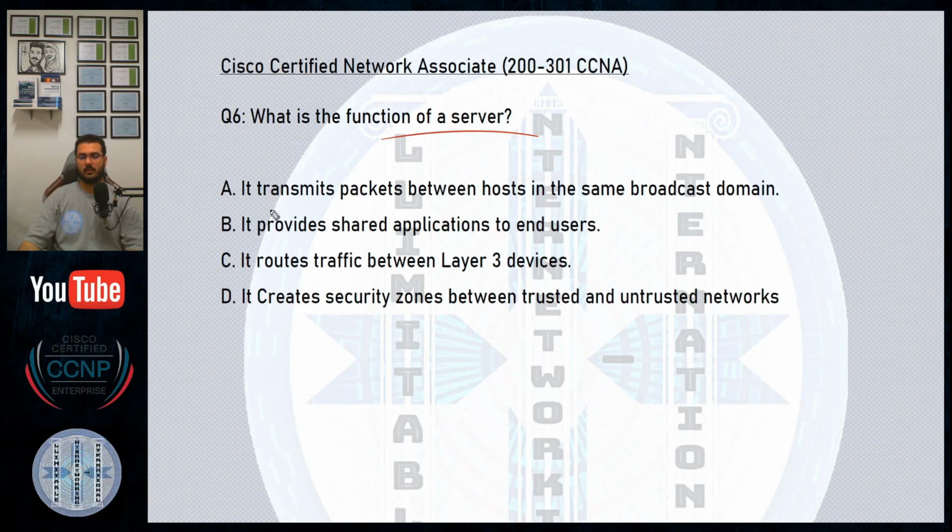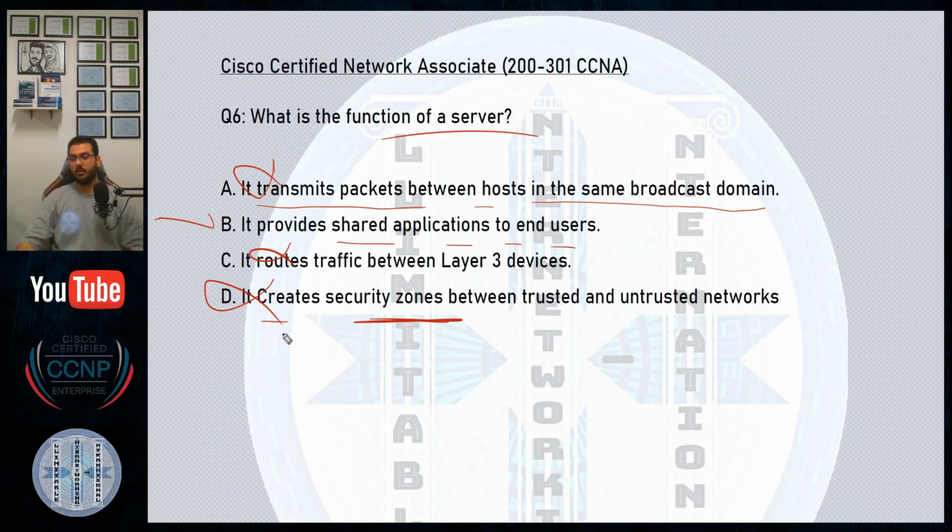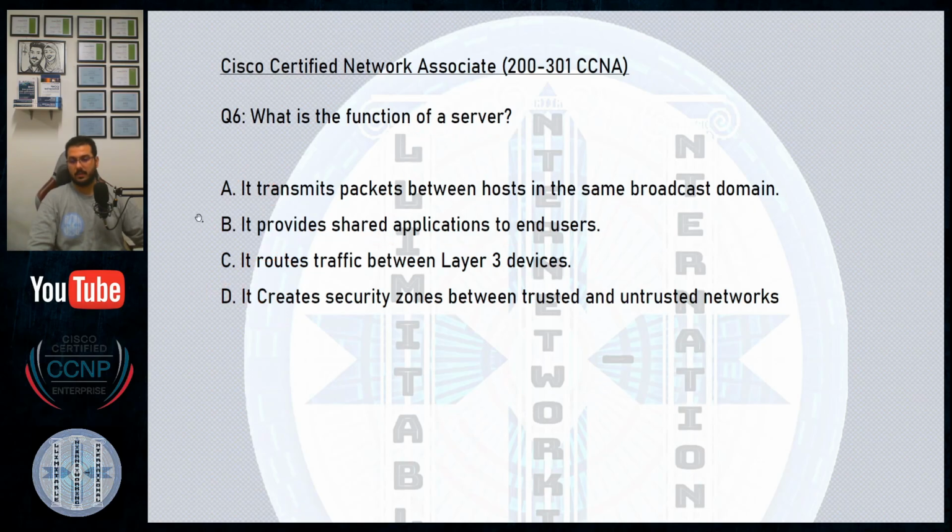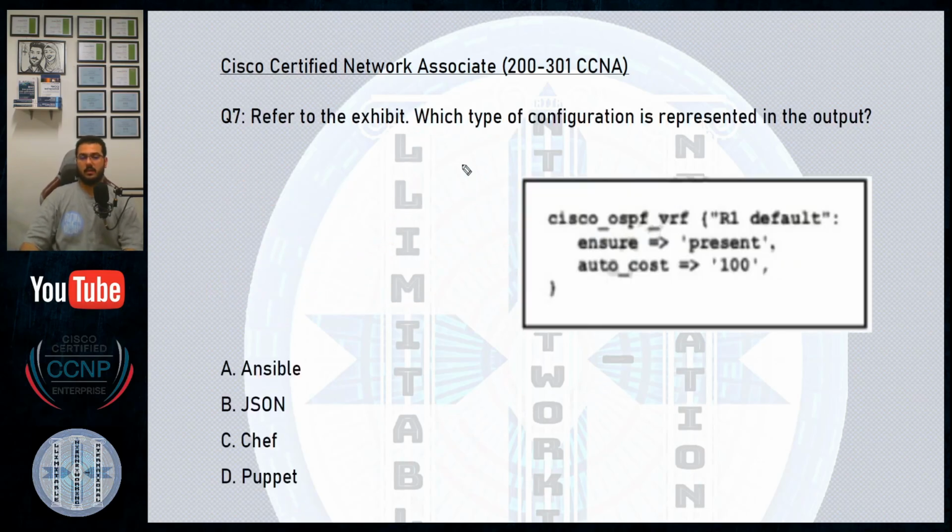What is a function of a server? Okay, it transmits packets between hosts in the same broadcast domain. That is a switch. It provides shared applications to end users. Definitely, we can just think about a server in that way. It routes? No, it does not route, leave it. Okay, it creates security zones. That is a firewall, and you will enjoy the security chapter of the Cisco Enterprise Core course, because a lot of details regarding zones, security, and firewalls are there, even designing topics we have talked about. Okay, so B is the only acceptable answer that represents a function of a server in the network.